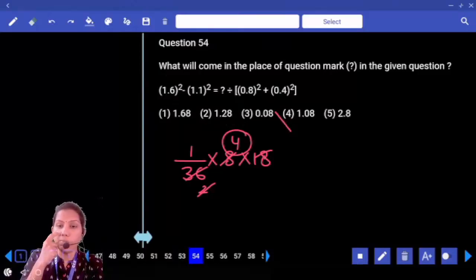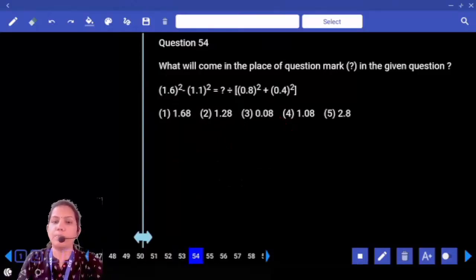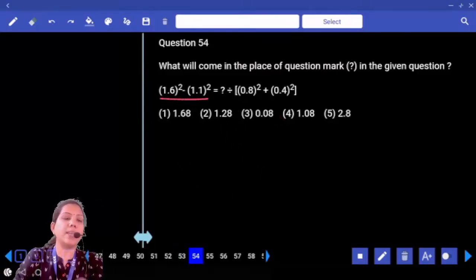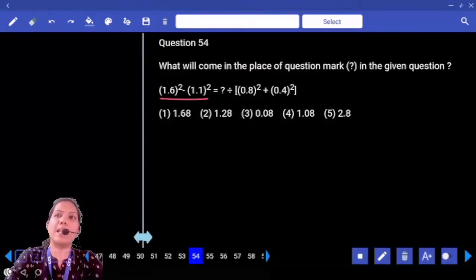Next, question number 54. A square minus B square form. What is the A square minus B square formula? A plus B into A minus B. Do you know these? A plus B whole square? You told it well. A square plus B square plus 2AB. A plus B whole cube?